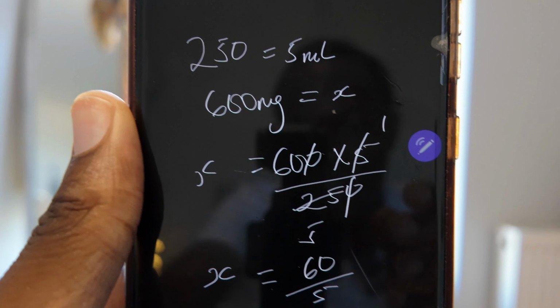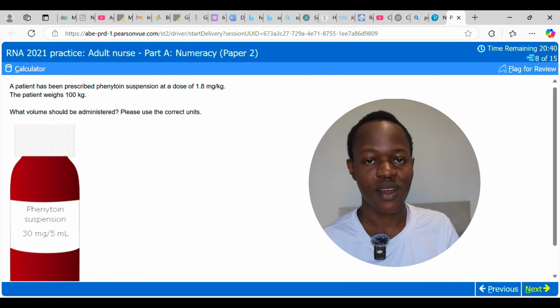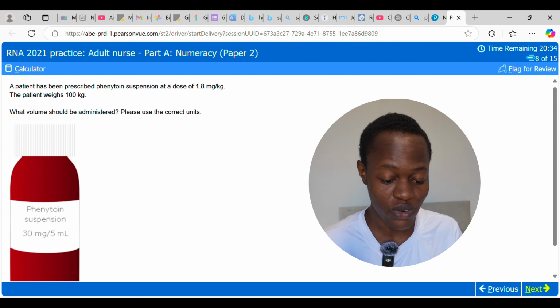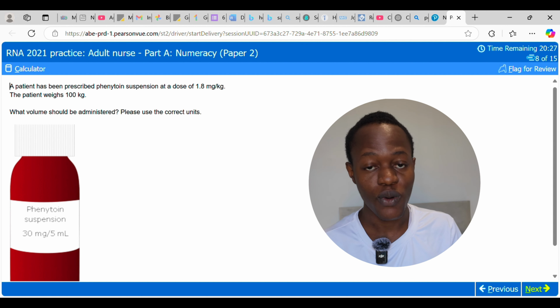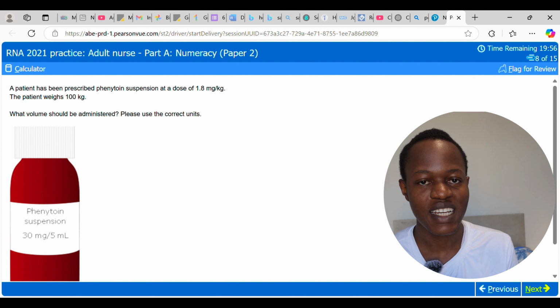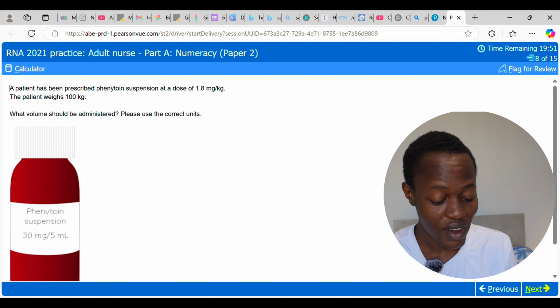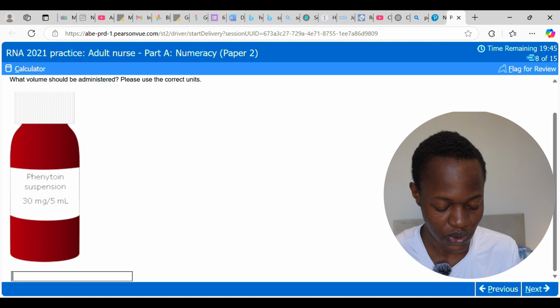I hope you understand all of this, so I won't have to go this deep in other questions. Again, take note of your time so that you don't waste too much time on a singular question. Now, a patient has been prescribed phenytoin solution at a dose of 1.8 milligram per kilogram, and the patient weighs 100 kilogram. What volume should be administered? So that is 100 times 1.8, which gives us what? 180 milligram. So how many 30 can be found in 180 milligram? That is 6. So 6 times 5, because 30 milligram is 5 ml, right? So that's 6 times 5 gives you what?